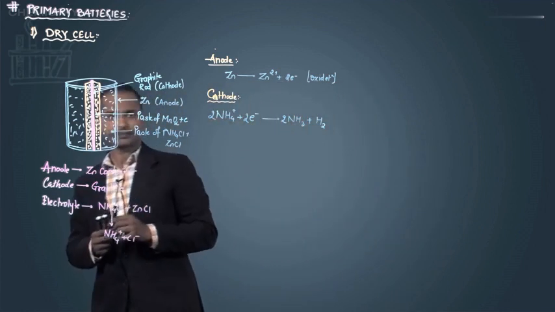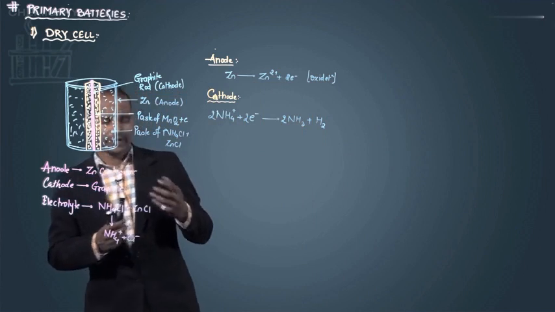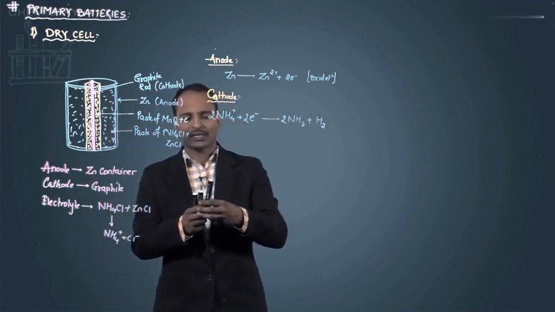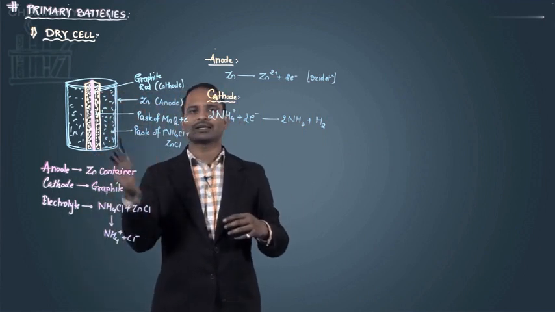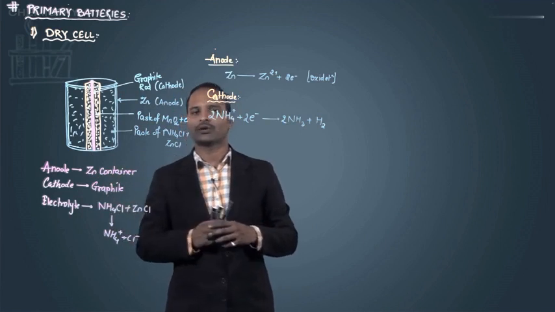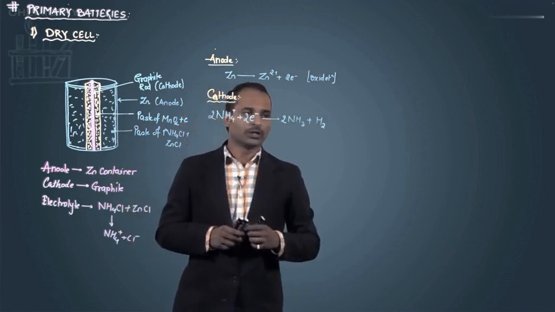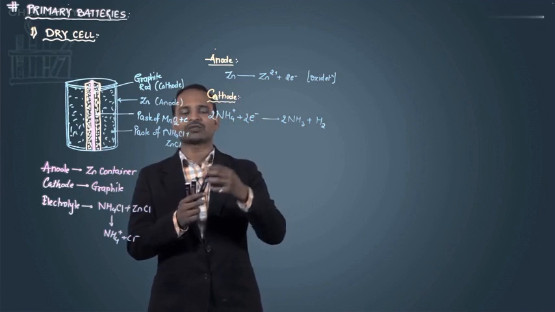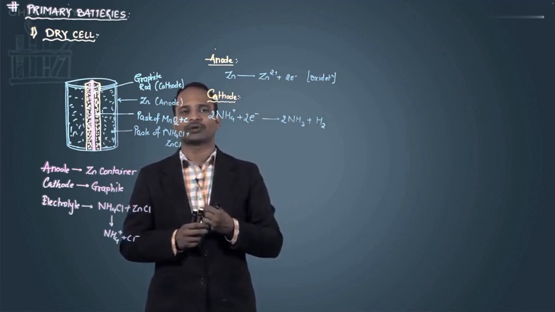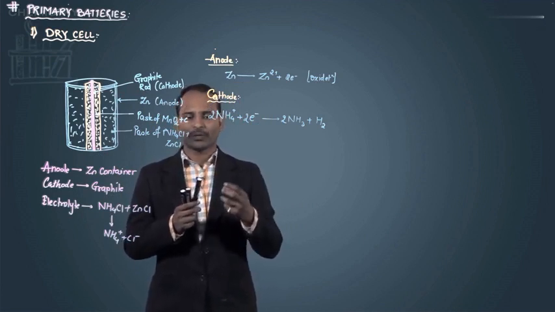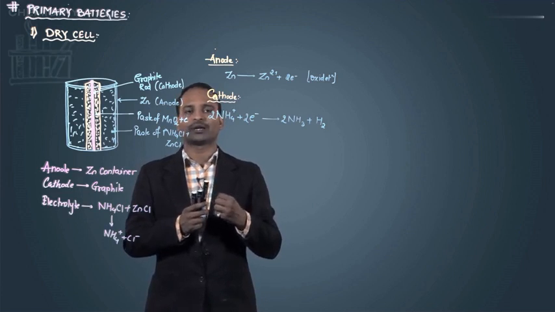so the electrode potential, or the cell potential, will decrease, that is, the life of the battery will also decrease. To avoid that deposition of hydrogen gas, we surround the graphite electrode with manganese dioxide. Now what does MnO2 do? This sticking of hydrogen gas on the surface of a cathode is called polarization. So MnO2 acts as a polarizing agent.